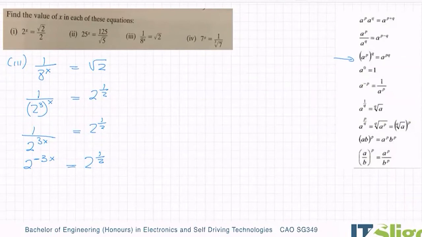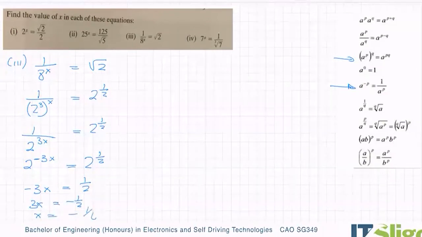Okay, so that rule here. And now I can drop the base number, and I can let the powers equal each other. 3x is equal to minus a half, and divide across by 3. And you get minus 1 over 6. Okay, so again, same theory, just let the base numbers equal each other and then equate the powers.